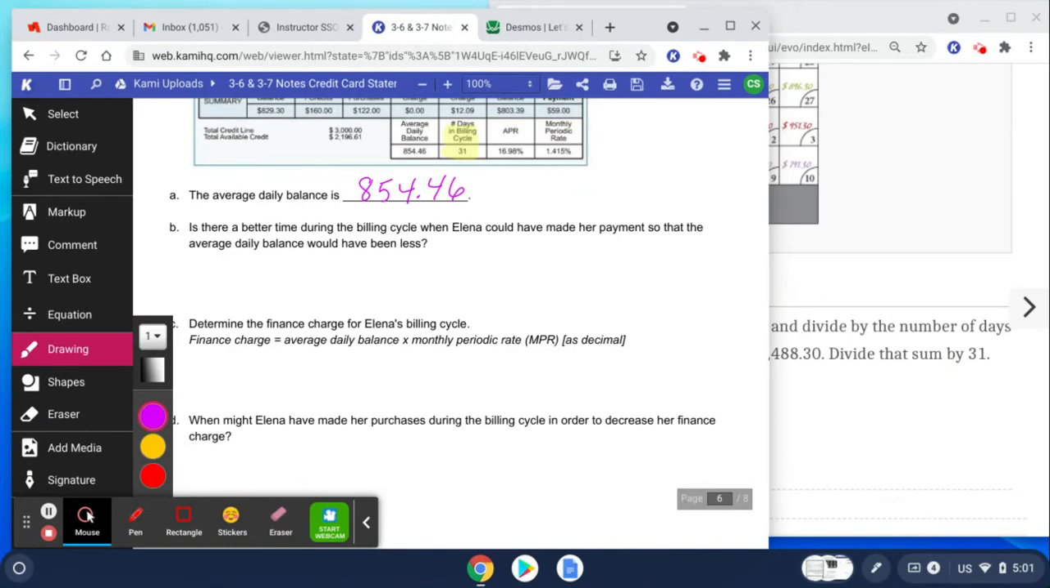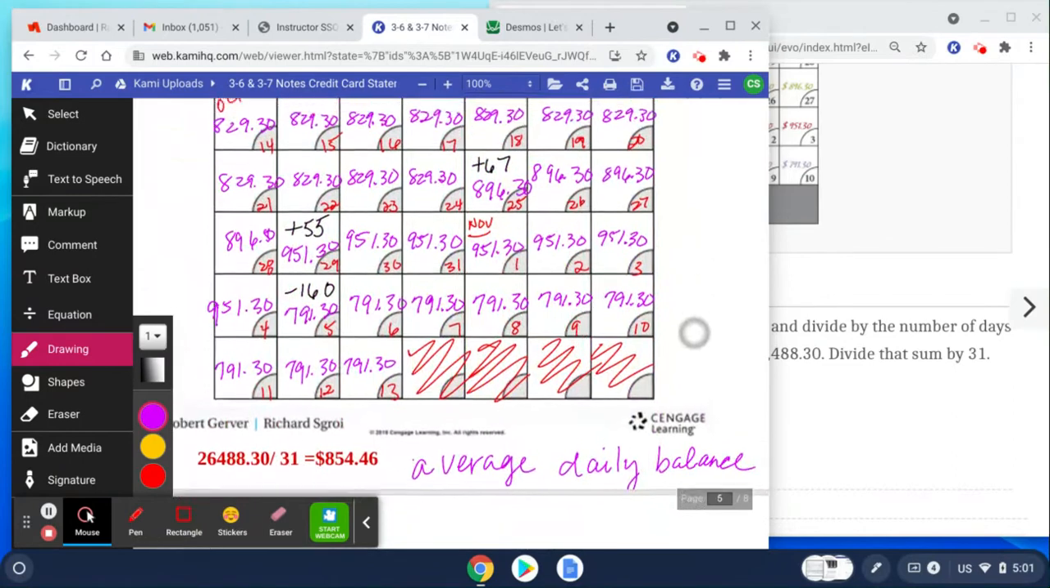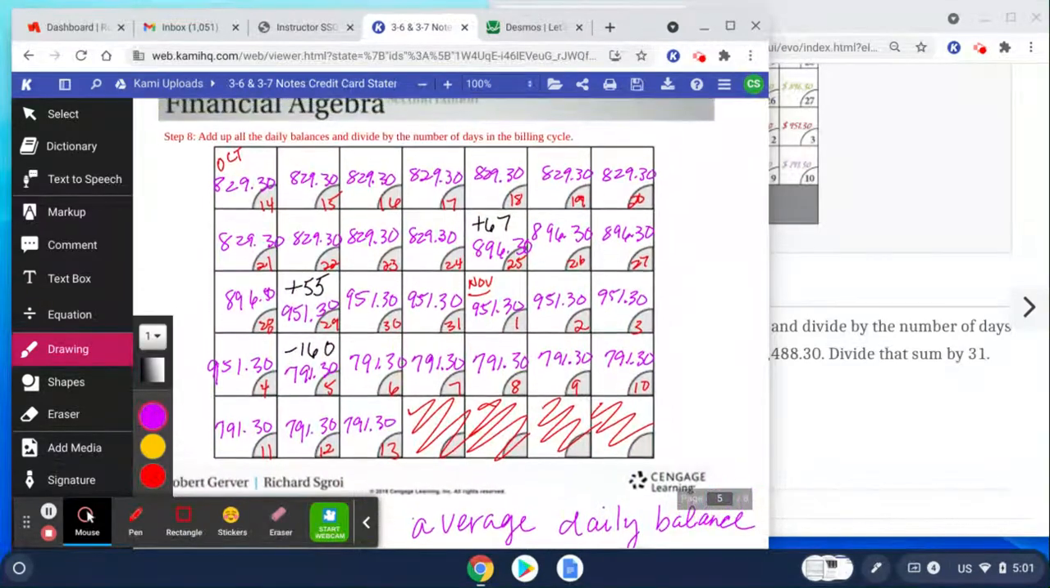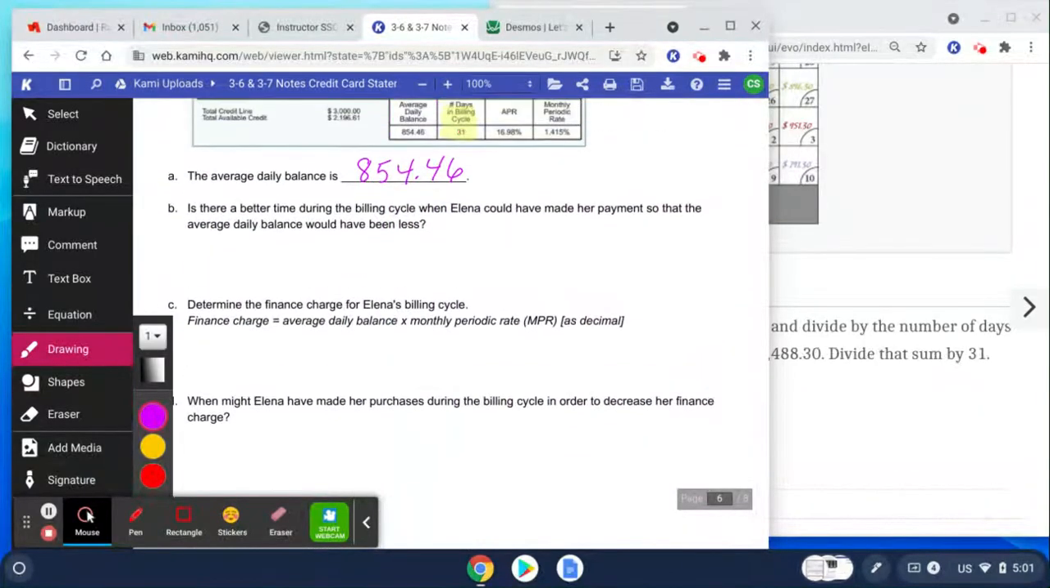Is there a better time during the billing cycle when Elena could have made her payment so that the average daily balance would have been less? So where would she have made her payment in order to make the average daily balance less? Well, as soon or as early as you can make that payment would have reduced the balance drastically from the get-go. So I'm going to put that in here.